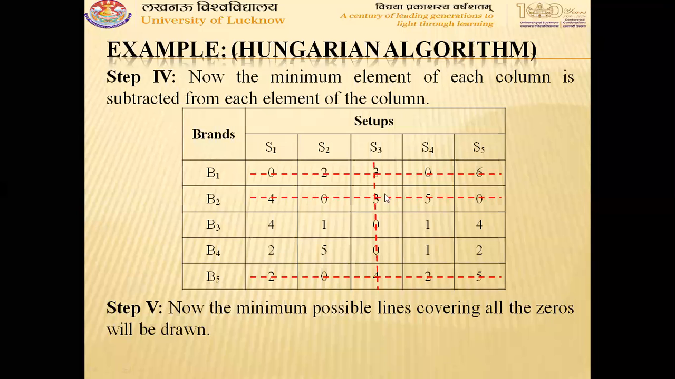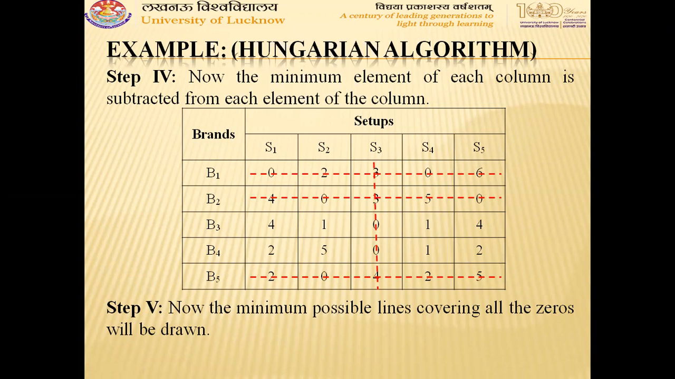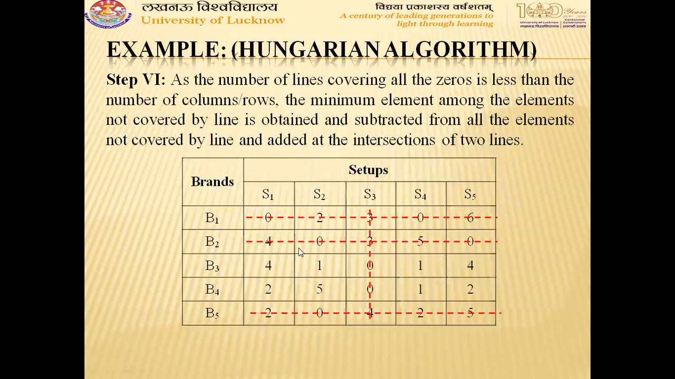So the number of lines is smaller than the order of the assignment matrix, which is 5 cross 5. So we move to step 6, that is, find the minimum element not covered by the lines. The elements not covered by the lines are 4, 1, 2, 5 and 1, 1, 4, 2. These 8 elements are not covered by the lines, and among these the minimum is 1.